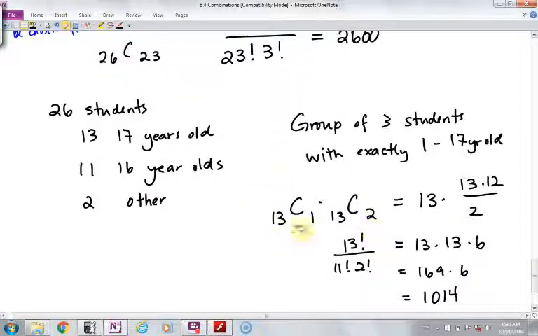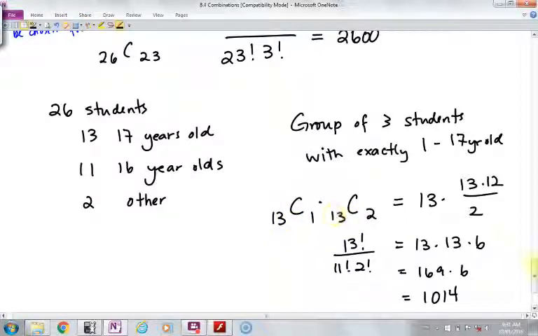This would change to say 13 choose 0. And what's 13 choose 0? 1, right? If I have 13 students and I don't want to choose any of them, I've got one way to do that. Don't choose any of them, okay? And then here I would have 13 choose 3. So notice these two numbers add to my total. I had 26 students altogether, and these two numbers add to what I'm going to choose. I'm choosing 3 altogether, 1 from the 17-year-old group and 2 from the rest of them.